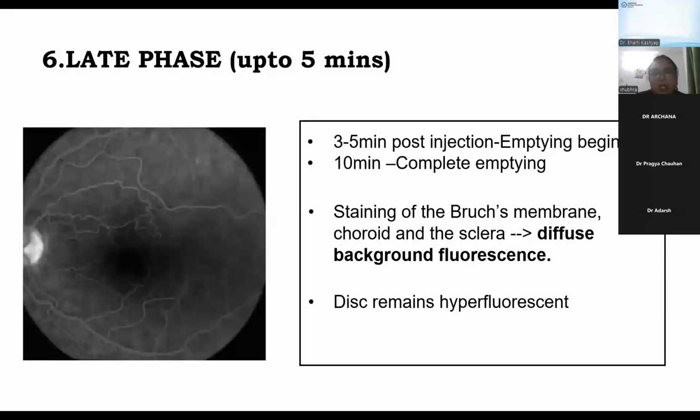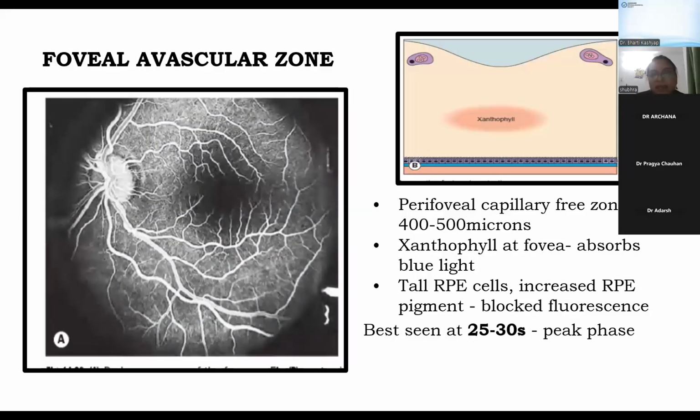So now, this is the foveal avascular zone. Now what happens is, this is the perifoveal capillary free zone. Here you have xanthophyll. Now this xanthophyll will absorb the blue light, hence this appears dark. Again, there are tall RPE cells here, so there is increased RPE pigment. These tall RPE cells block the fluorescence, so they do not allow the choroidal fluorescence to be seen. That's how we see the fovea as black. That does not mean that the choroid below the fovea is not being perfused. It just means that the fluorescence is blocked. So this is best seen at 25 to 30 seconds, where we are already in the late phase.